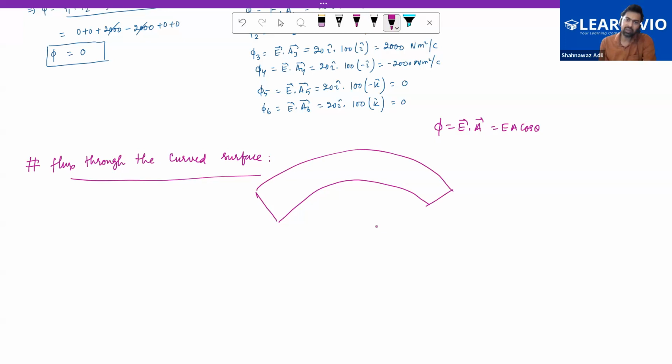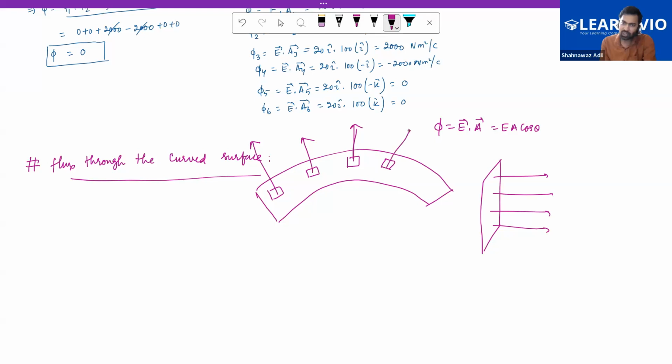So the area vector, what is the area vector? The area vector is the line which is passing normally to the surface. So whatever is normal to the surface. At this area, the normal to the surface would be this one. At this surface, the normal is this. At this surface, the normal is this one. So you see what is happening in here. The normal is always changing, right?